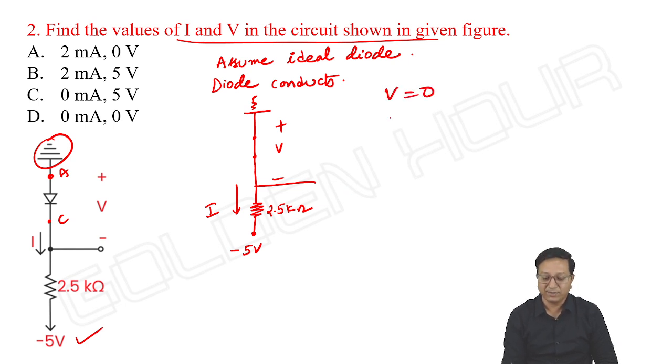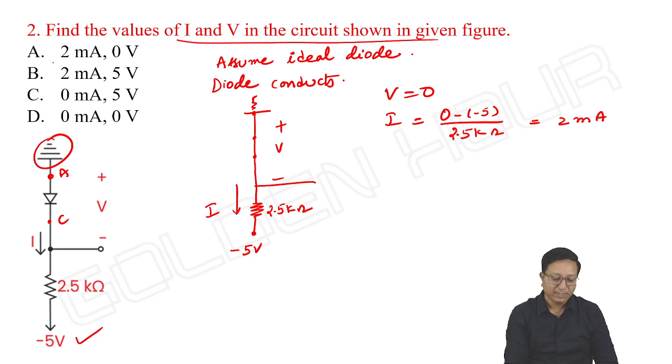And what about the current I? I is equal to, here 0 again minus of minus 5 by 2.5 kilo ohms. It gives us 2 milliamperes. The same answer we can see. That is 2 milliamperes and 0 volts. Okay, very simple thing. As I mentioned earlier, the various cases, anode is at higher voltage compared to cathode, right? Anode and cathode may be at positive potentials, or anode is at positive, cathode may be at ground, and anode may be at ground, cathode is at much negative. All these combinations you can see in these problems.